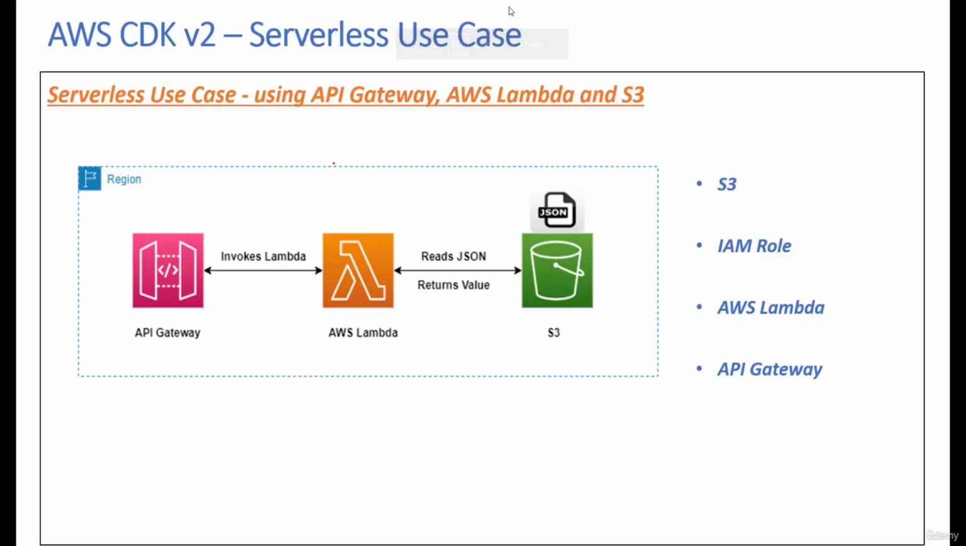In this lecture, we're going to create an end-to-end serverless use case using API Gateway, AWS Lambda, and S3 using the AWS CDK V2. So first thing we're going to do is create an S3 bucket using the CDK V2. Then we're going to load a JSON file on this S3 bucket, which would have a single record. And let me just show you.